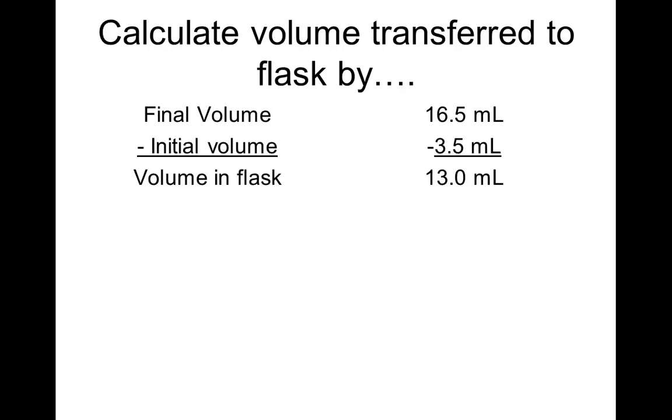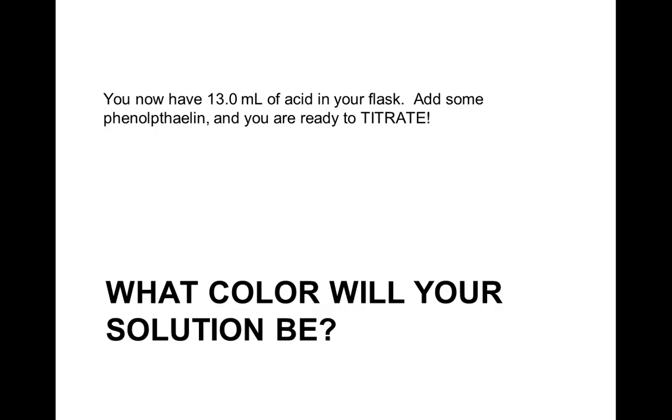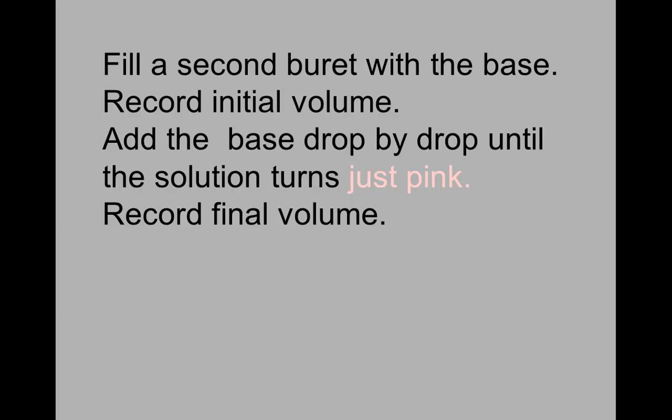So what that means is that we must have transferred 13.0 milliliters of acid into our flask. Okay, so now we're ready to titrate it, meaning we're ready to add the base until we get to just that neutral color. So when I first add my phenolphthalein to my acid in the flask, anybody remember what color this solution will be? If you said clear, you are absolutely right.